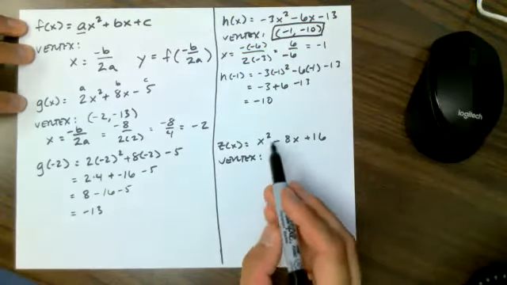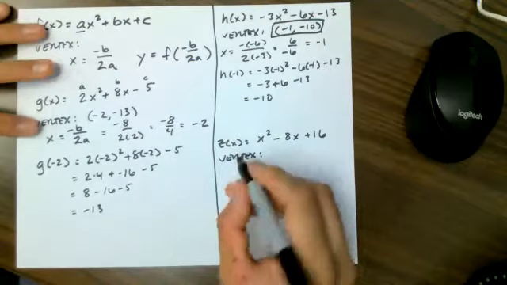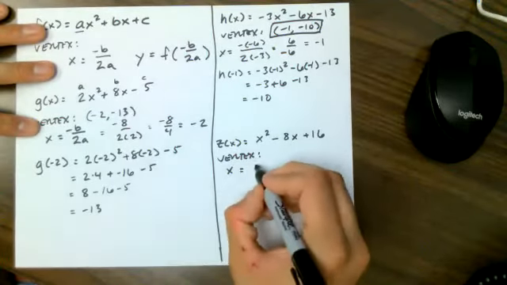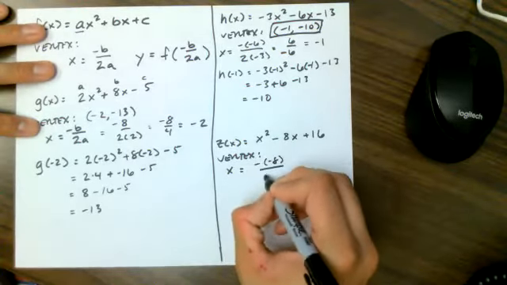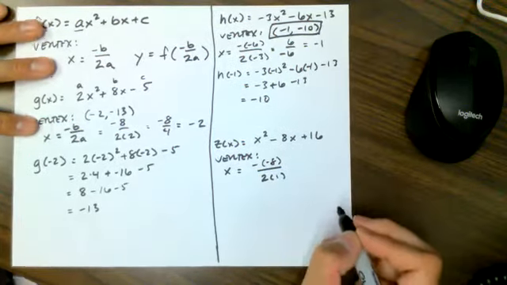So then now let's do this bottom one, which is a little different. So the x value is negative b over 2 times a, so a is just 1 here.